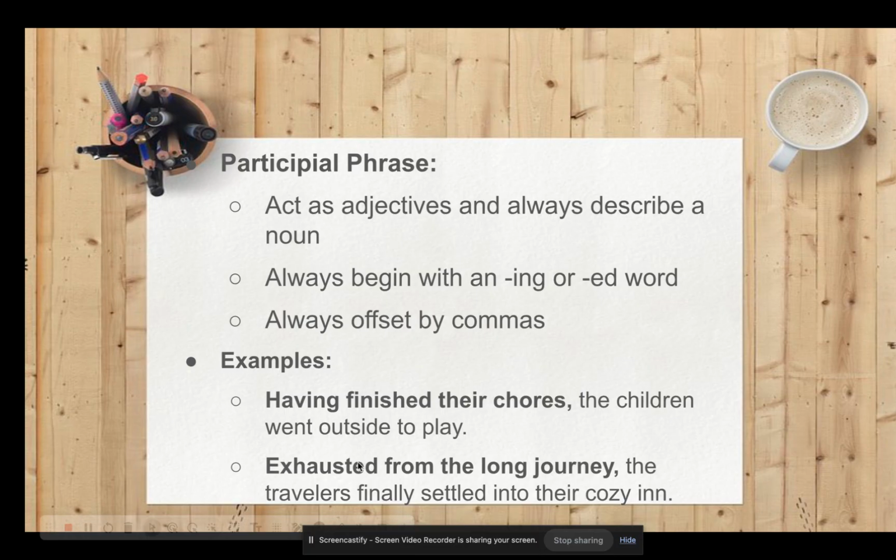So let's do the next one. Exhausted from the long journey, the travelers settled into their cozy inn. Exhausted from what? Exhausted from the long journey, comma, the travelers settled in. Who was exhausted? The travelers were. That's why it's right after. Who finished their chores? The children. That's why this phrase is right next to the children. This phrase, exhausted from the long journey, is right next to the travelers. But I can remove both of those things in bold and still have a simple sentence. The children went outside to play. The travelers finally settled into their cozy inn. So they're not essential, but they make the sentence more interesting.